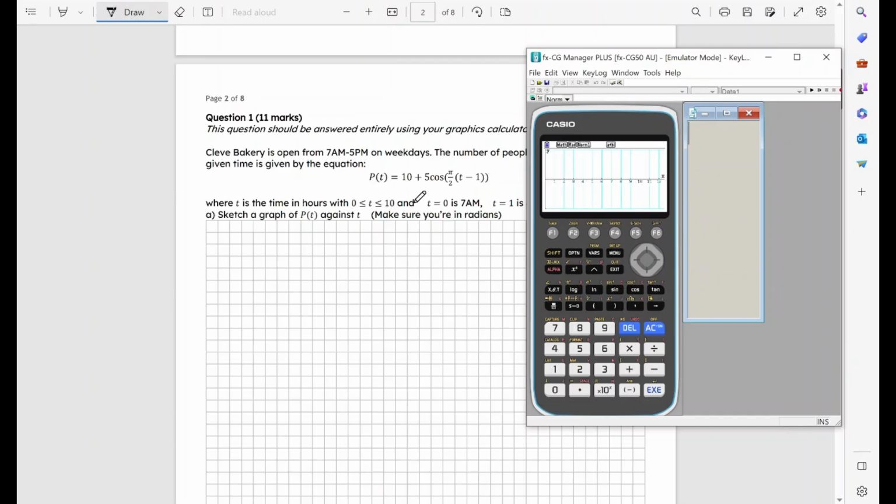Looks like absolute trash because we haven't set up our window. So we're going to go V window. It says t goes from 0 to 10, so that's exactly what we'll do, 0 to 10. And if we look at our equation, it's got a d value of 10 and an a value of 5, so it should go up to 15. 0 to 15. If you're not comfortable doing that, use trial and error, thinking how many people might be in a bakery. In this town, it happens that no more than 15 people will ever be in this bakery. I'm just going to set my window to be that tiny bit higher than 15 just so we can see it. Maybe I'll set it to 20.